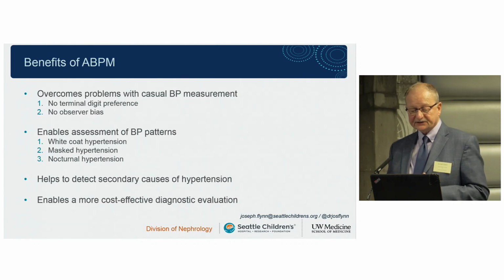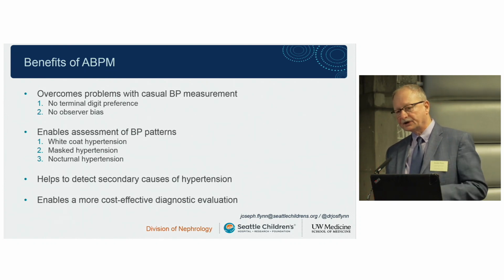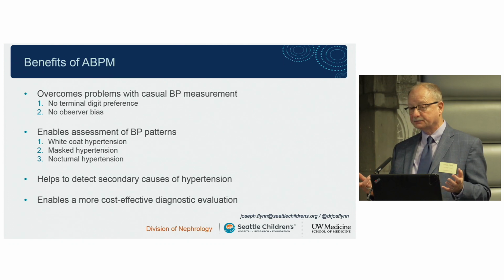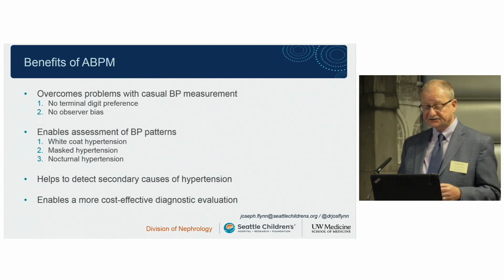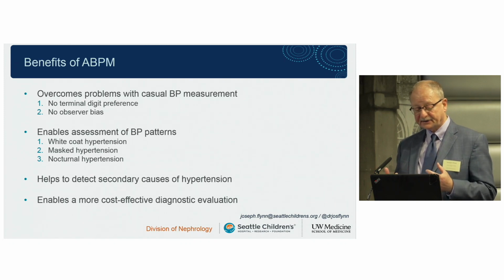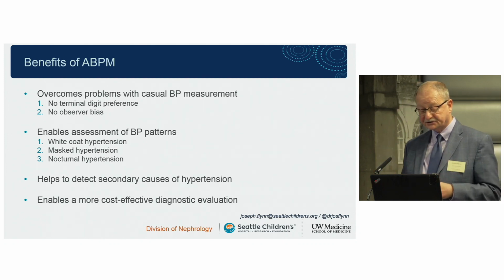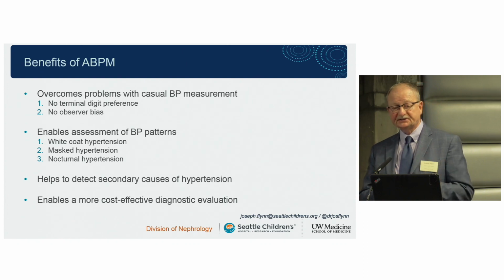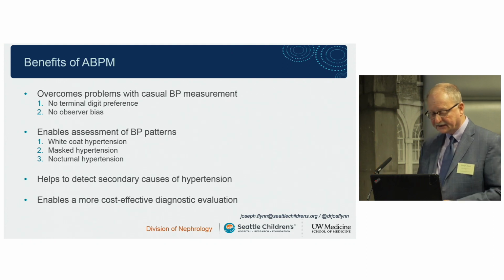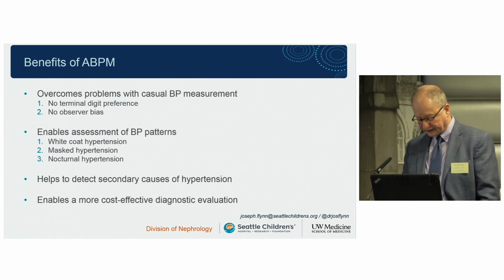The real benefits are that it overcomes the problems that I talked about with office blood pressure measurement. It's a machine. There's no terminal digit preference. There's no observer bias. It allows you to look at the patient's blood pressure pattern, identifying patterns like white coat hypertension, masked hypertension, and nocturnal hypertension. It gives us clues into detecting secondary causes of hypertension. And although we won't talk about it today, it allows us to evaluate the patient in a more cost-effective manner.